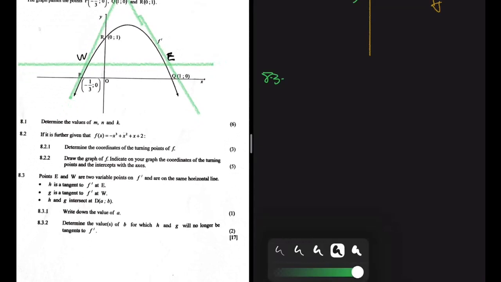And then the first question, 8.3.1, is saying let's write down the value of a. Let's write down the value of a. And the question has 1 mark.